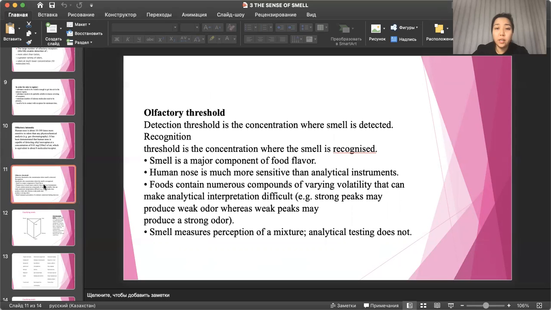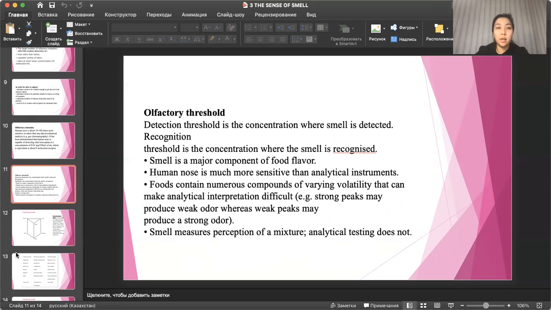The concentration where the smell is recognized. Smell is a major component of food flavor. The human nose is much more sensitive than analytical instruments. Food contains numerous compounds of varying types that can make analytical interpretation difficult. The smell measures perception as a mixture, analytical testing does not.